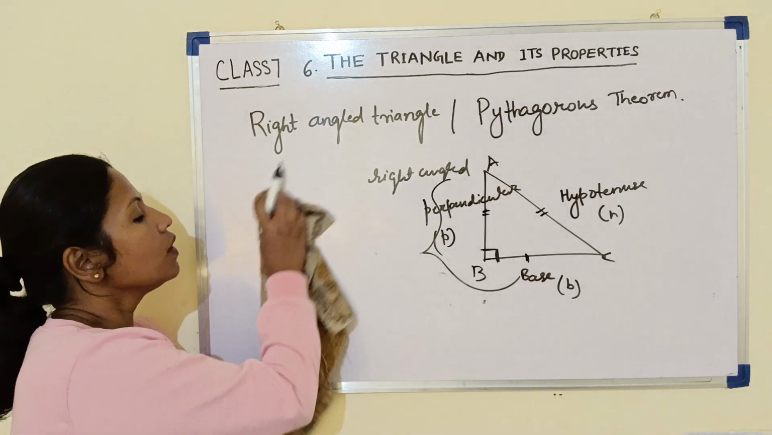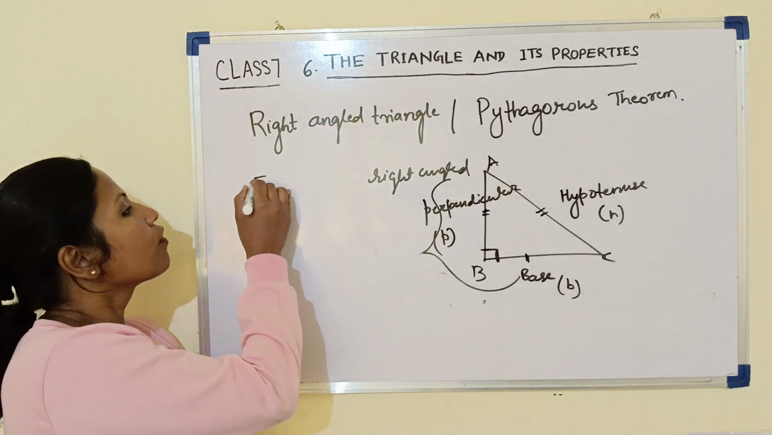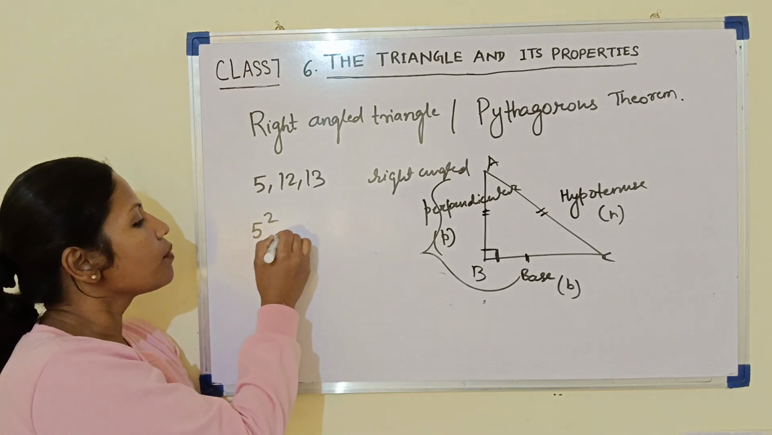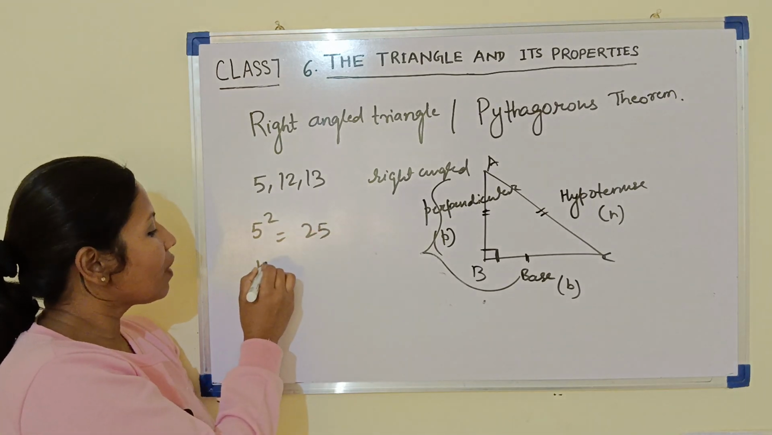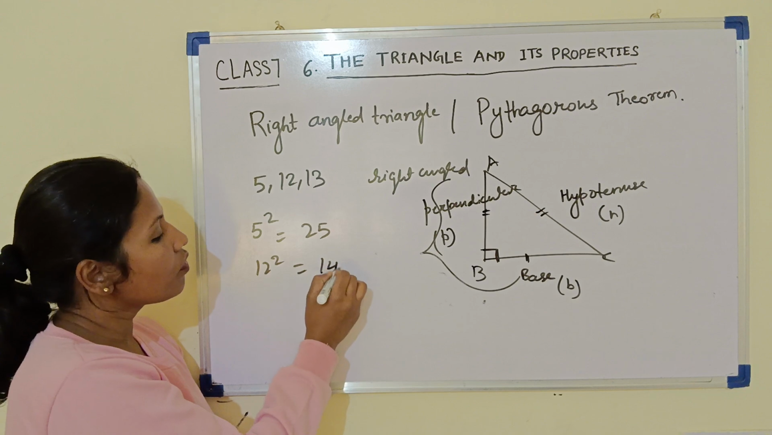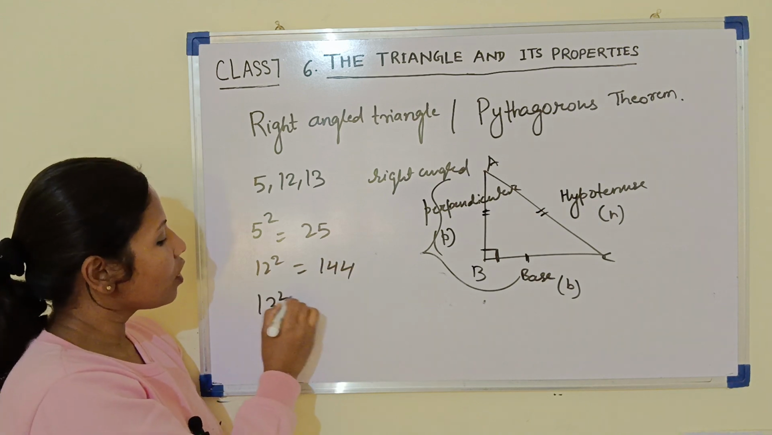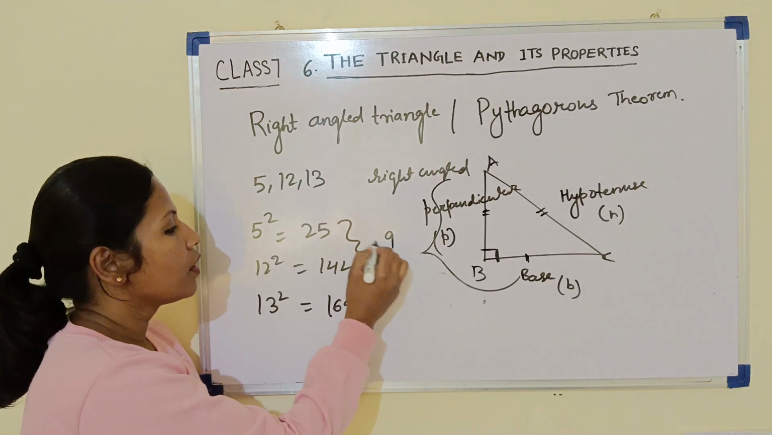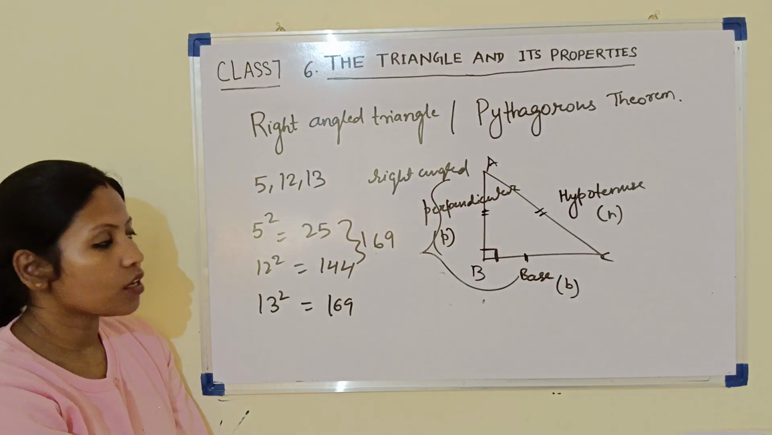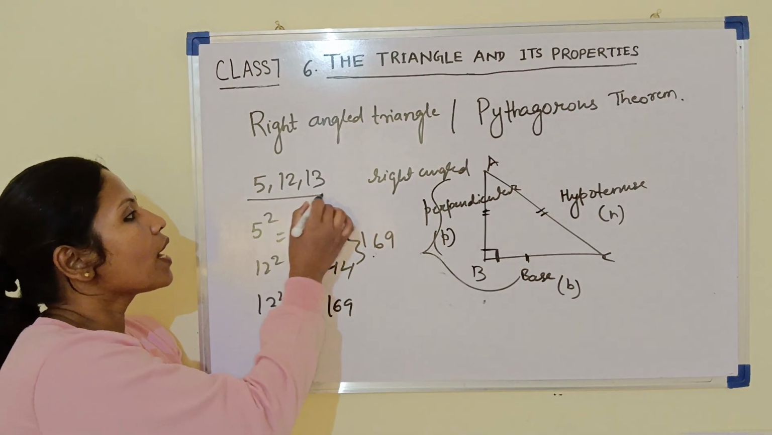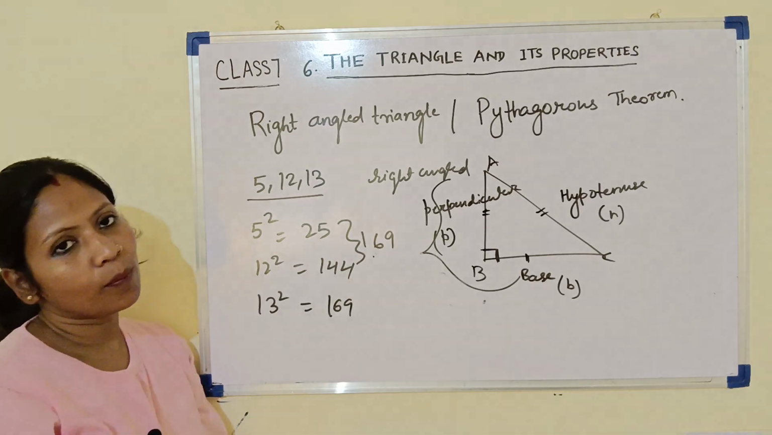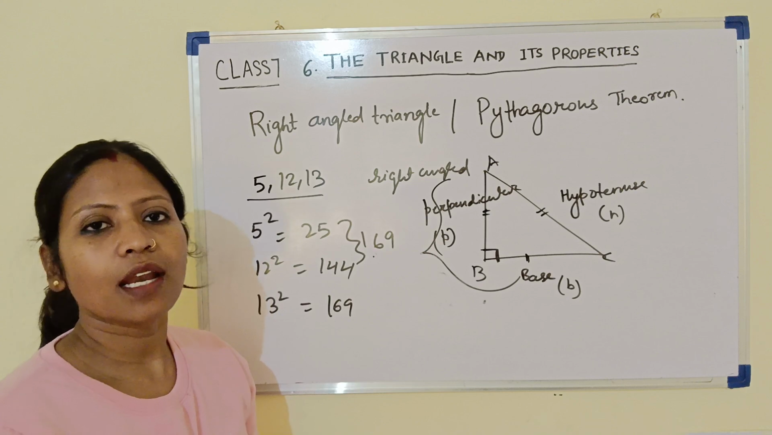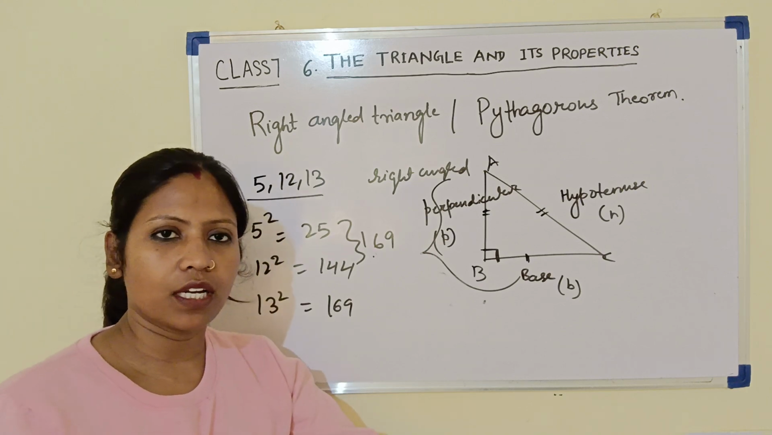Okay, now let's take one more example: 5, 12 and 13. So the square of 5 is 25, the square of 12 is 144, and the square of 13 is 169. Now add these: 169. So these two are equal. So 5, 12 and 13 will make a right angle triangle. Please do the exercise. Please let me know if you find any difficulty. Thank you.